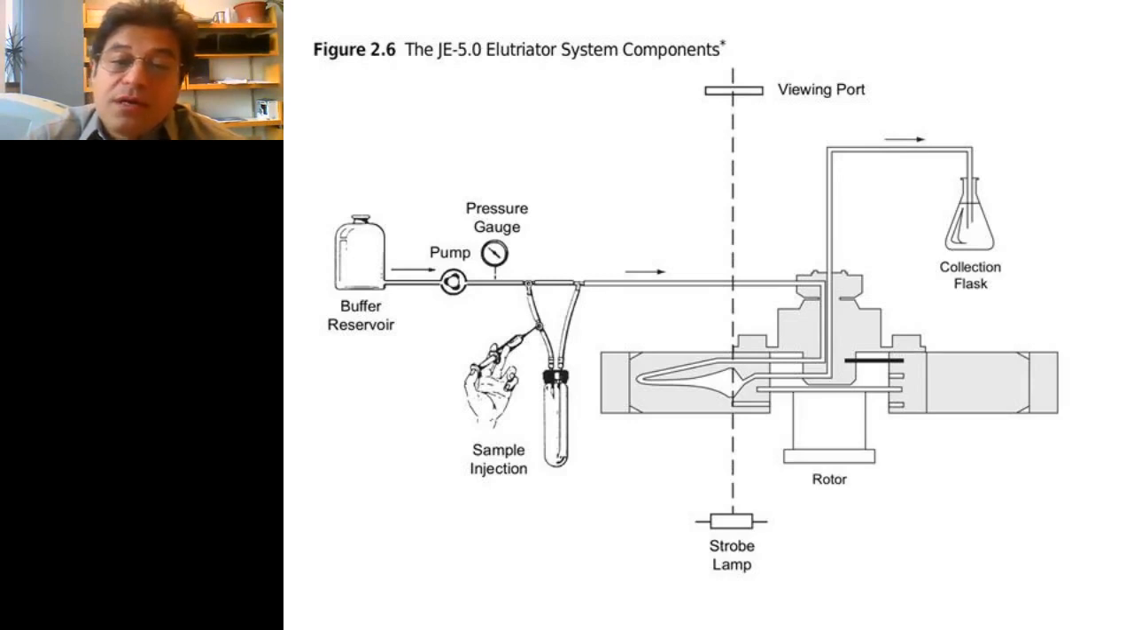One thing to note is everything related to the buffer reservoir, the pump, the pressure gauge, the sample injection can all be done in a hood. This entire system can be kept sterile, actually, which is an interesting point. Also, you might notice that the pump is behind the sample. The sample is injected in this apparatus right here. The pump is behind that, which is a plus because the cells aren't actually going through a pump. The pump is a peristaltic pump. They're typically pretty gentle on cells, but the fact that the cells are not going through that pump at all is clearly a benefit.